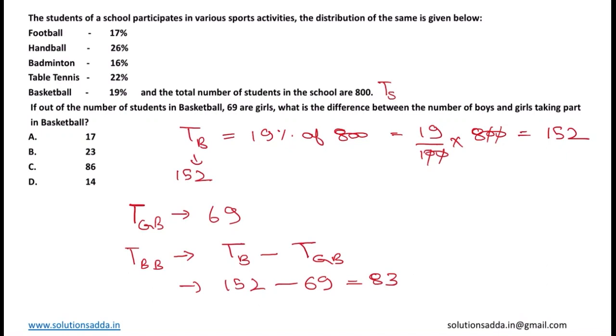So the difference between number of boys and girls taking part in basketball. Therefore, the required answer would be the difference between boy students and girl students in basketball. That is TBB minus TGB. It will be 83 minus 69, which is 14. Therefore, the correct answer for this question is option D, 14.